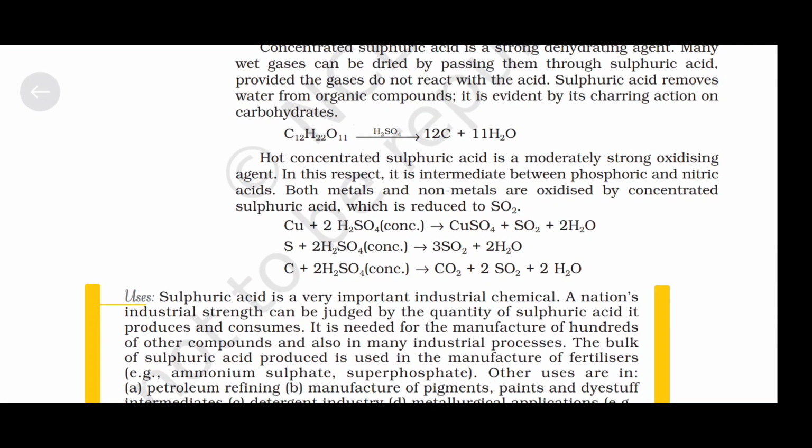Hot concentrated sulfuric acid is a moderately strong oxidizing agent. In this respect, it is intermediate between phosphoric and nitric acids. Both metals and nonmetals are oxidized by concentrated sulfuric acid, which is reduced to SO2. Copper plus 2H2SO4 will give copper sulfate plus SO2 plus water. Sulfur plus H2SO4 gives SO2 plus water. Carbon with H2SO4 will give carbon dioxide plus sulfur dioxide plus water.